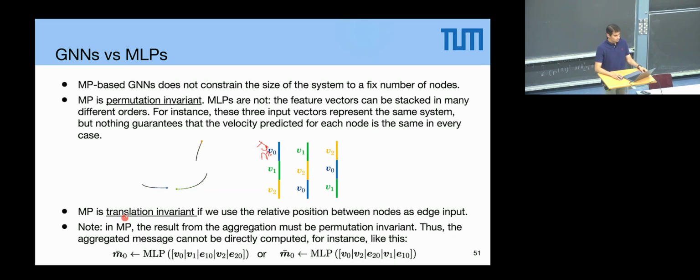The other benefit of using message passing is translation invariance. So if we use an MLP, we need to inform about the location of the nodes by adding here their location.